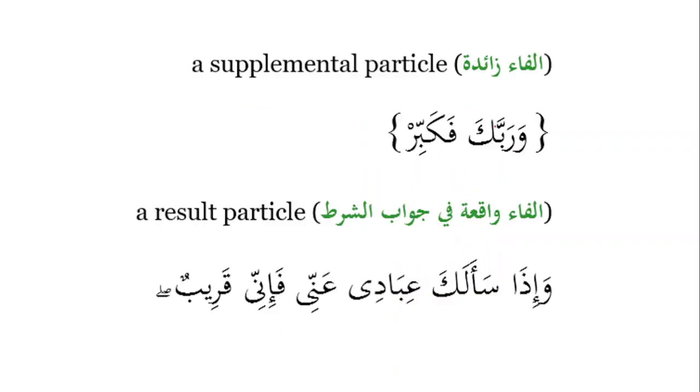And then we have fa az-za'idah, which is supplement or supplemental particle. وَرَبَّكَ فَكَبِّرْ. So sometimes you find fa that it is just in the Quran, and this is called fa az-za'idah. And the last one we have discussed several times in this lesson, a result particle, al-fa'u waqiyatun fi jawab al-sharti, وَإِذَا سَأَلَكَ عِبَادِي عَنِّي فَإِنِّي قَرِيبٌ. So these are the 5 different types of fa that have been used in the Quran.